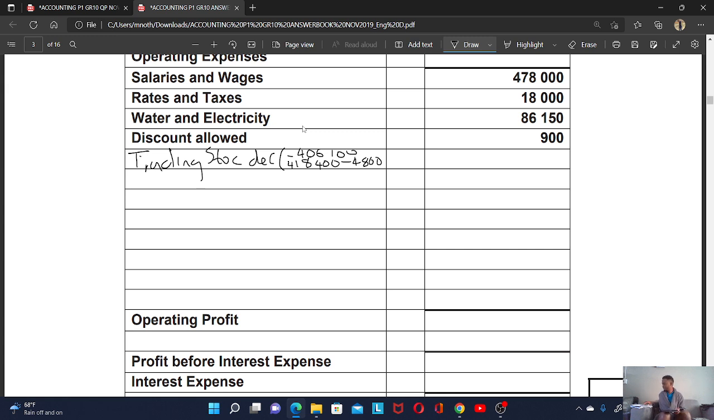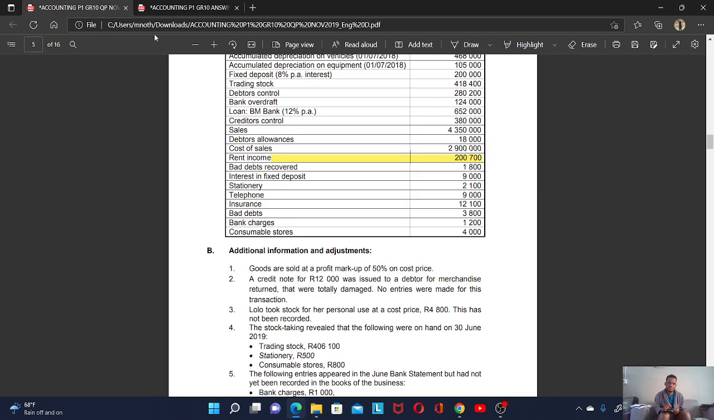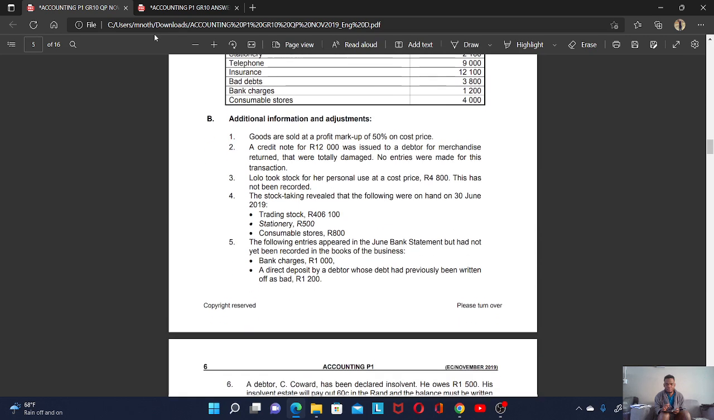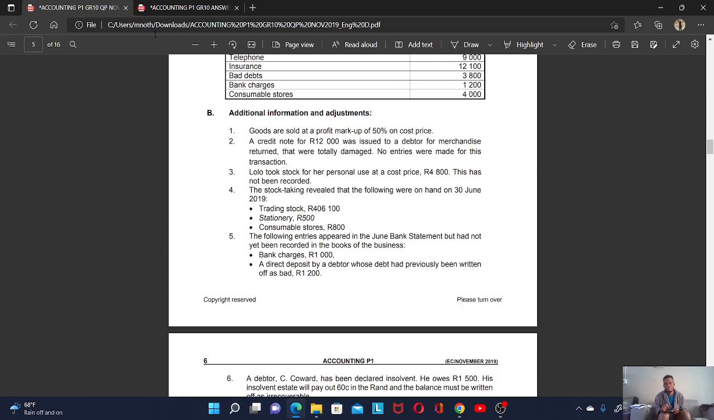So what is the answer? 418,400 minus 4,800 minus 406,100. The answer is 7,500. Okay, let's go back to the questions. Number four. Trading stock reveals that the following were on hand. So we already dealt with this one, the trading stock on hand, the deficit.